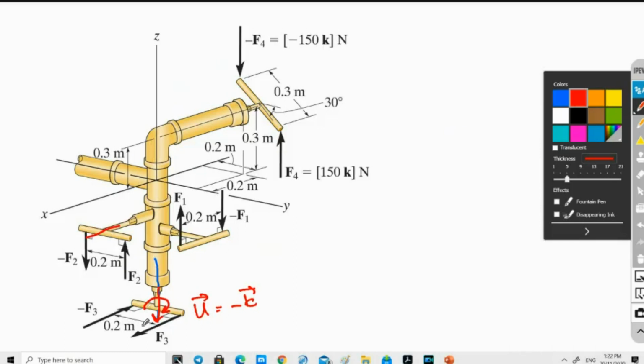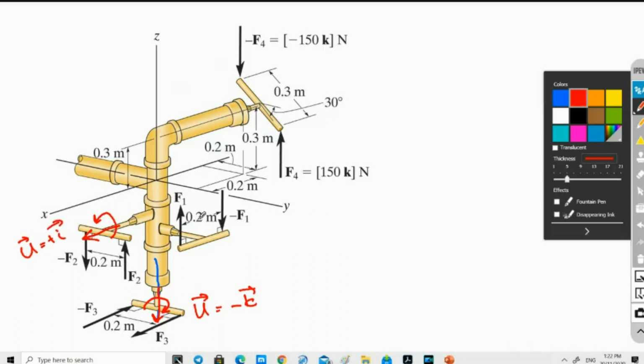Okay, I do not focus on the magnitude because it's just M equals F times d, right? So in this case, F1 times 0.2, in this case, F2 times 0.2, etc. So I'm not focusing on that. I'm just focusing on the unit vector. In this case, the rotation will be like this, correct? And then you'll notice that if you put your right hand there, your thumb will be in this direction. So in this case, u is positive i, correct?